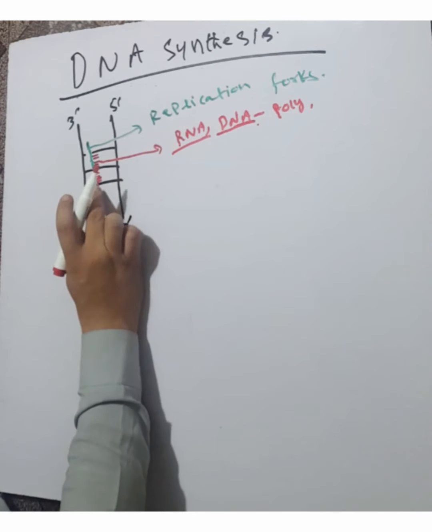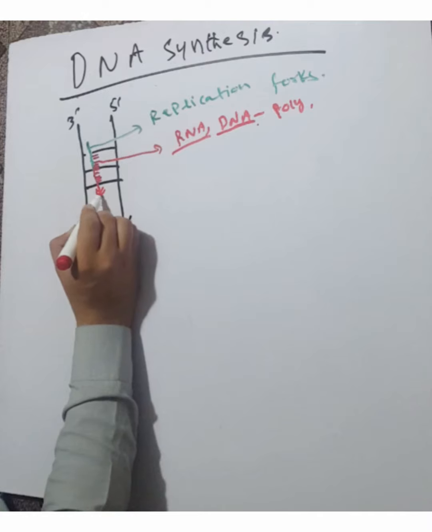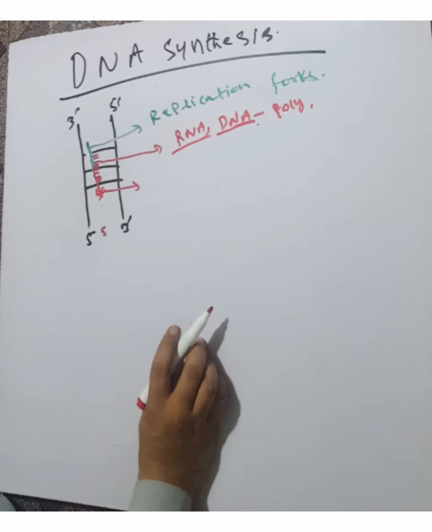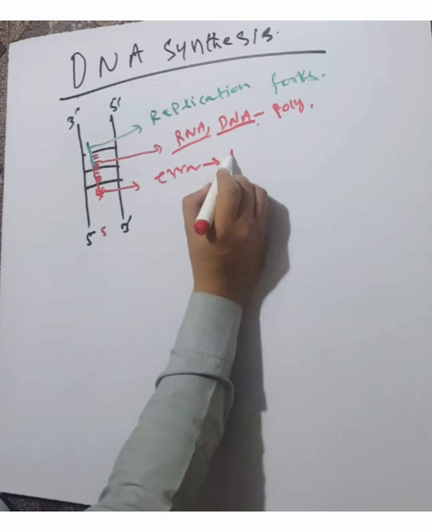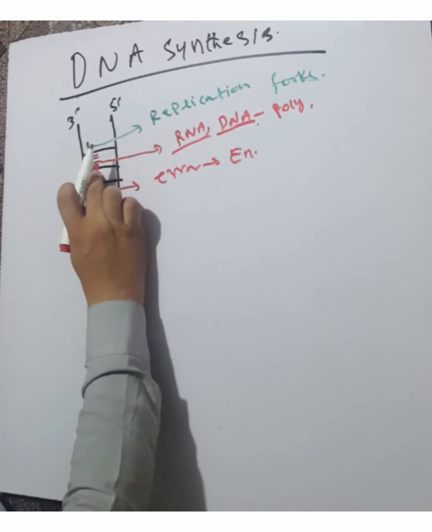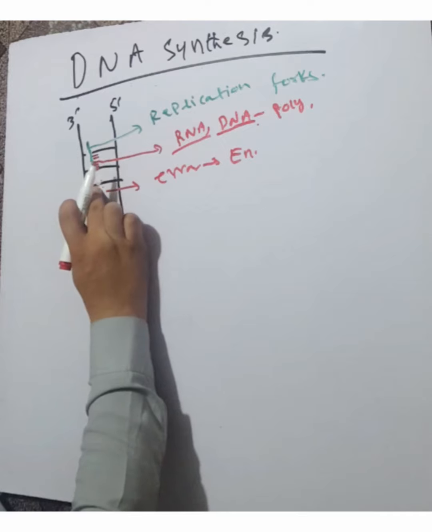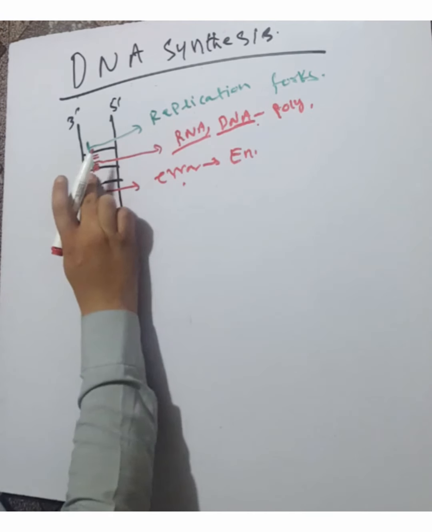At this point in replication, errors can occur. The errors are corrected by different enzymes, and finally there is a normal new strand.